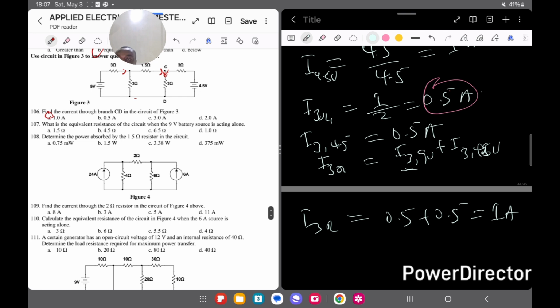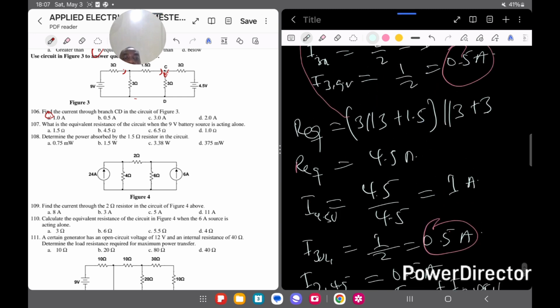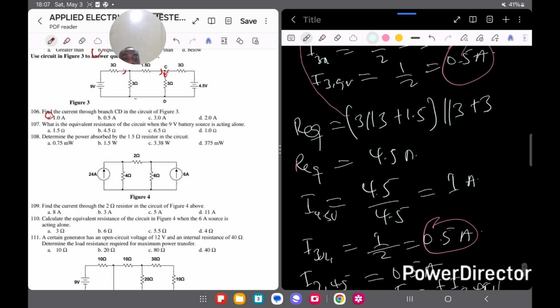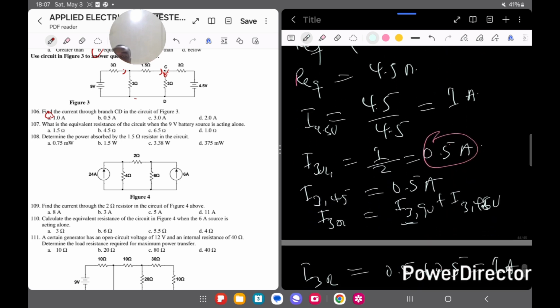Now moving forward, 107. What is the equivalent resistance of the circuit when the 9 volts source is acting alone? This one we calculated, right? When the 9 volts was acting alone, what did we get? We got 4.5. So here it is just 4.5. Okay. Now moving to question 108.